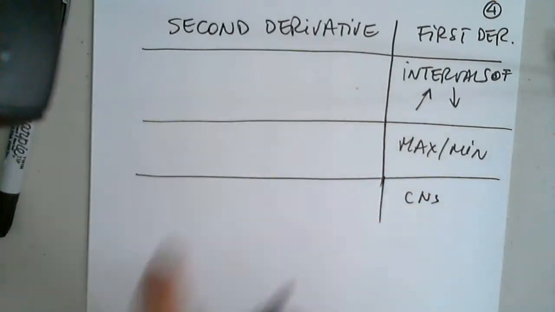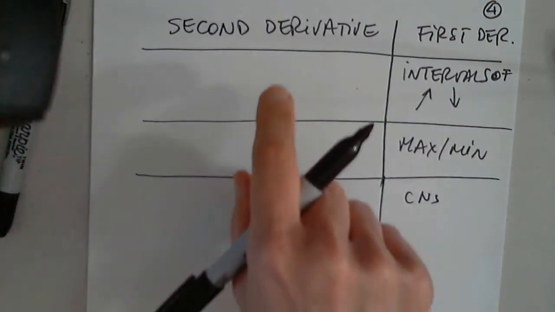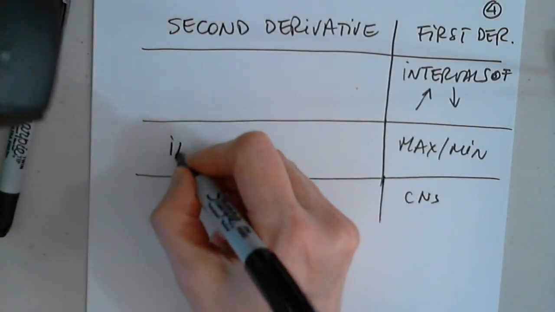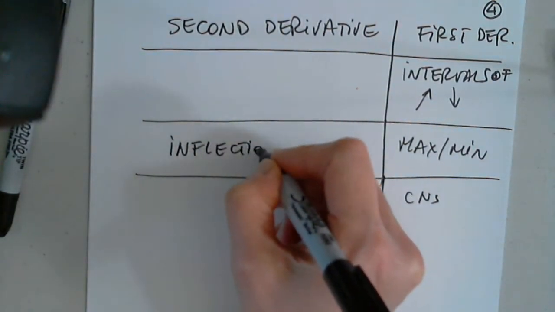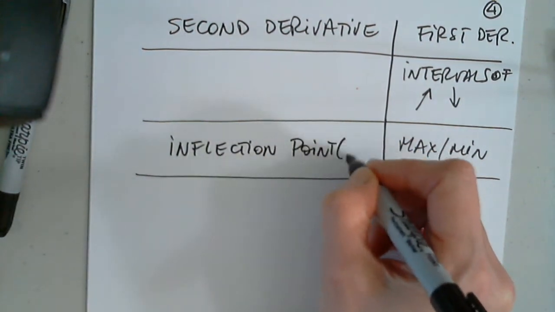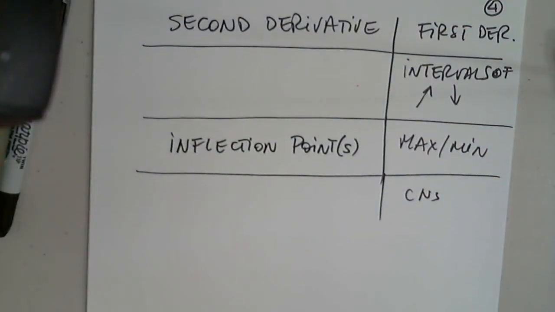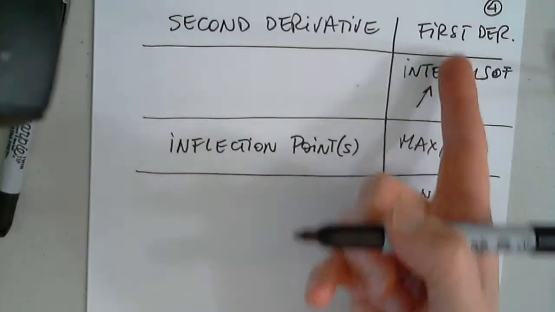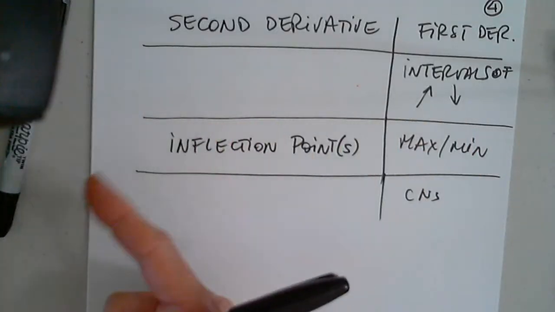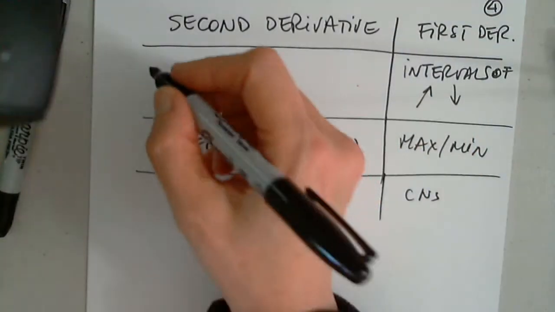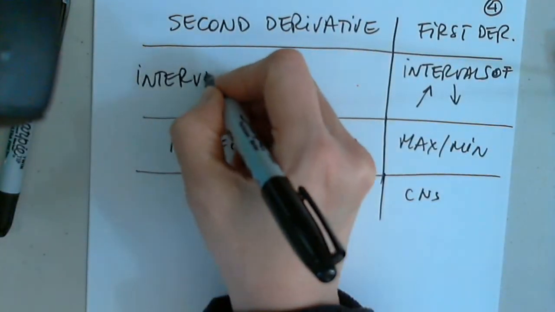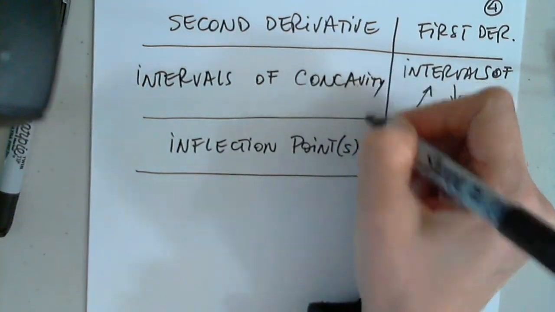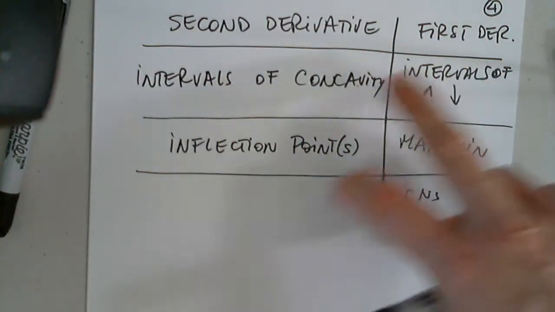What will the second derivative say? The second derivative will give us, since I have max, min here, I'm going to put here, inflection points or point. What else will it give us? It will not give us intervals of increasing, decreasing. This is already taken by the first derivative. It will give us intervals of concavity. Of course, these two go together and these two go together.